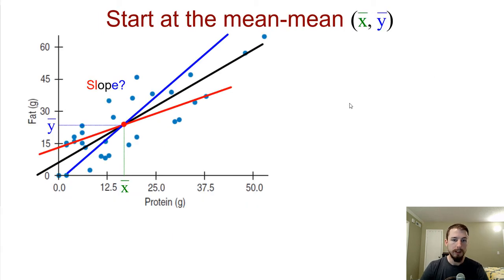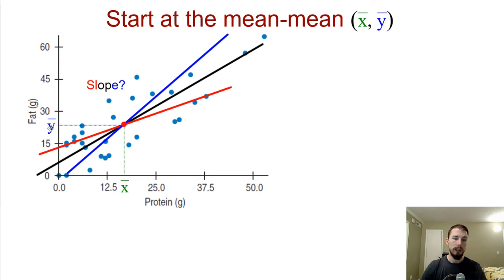All right, so the next thing is, how do we get that actual model? The model that we use is the black line. Why would we not use the red line or the blue line? Well, the first thing is we always start at the mean point. The mean point is this red dot here, okay? That means we have the average protein amount, which is x bar, and on the y axis, the average fat content, y bar. So if we had a typical protein content, we would expect to also have a typical fat content.